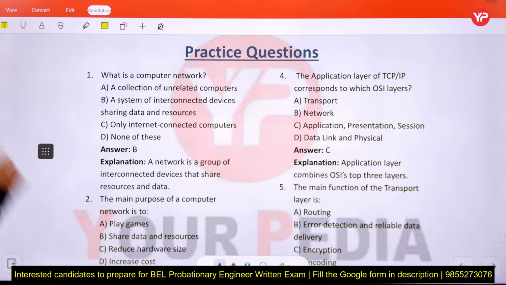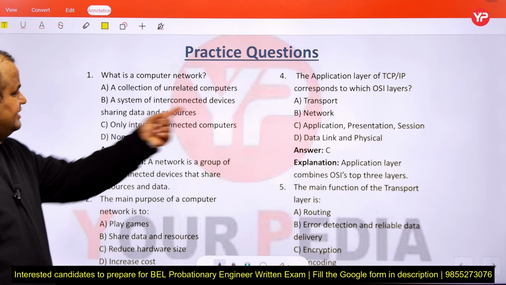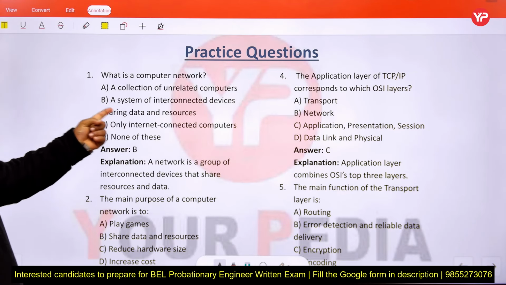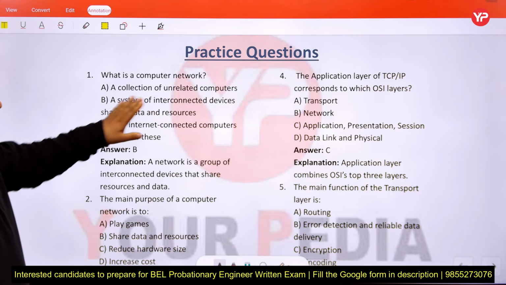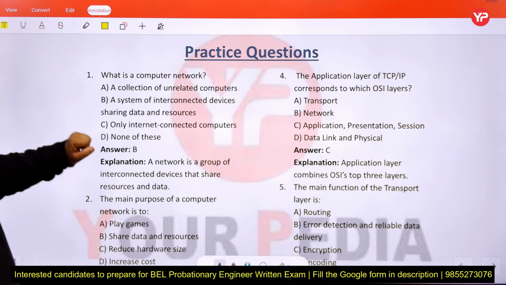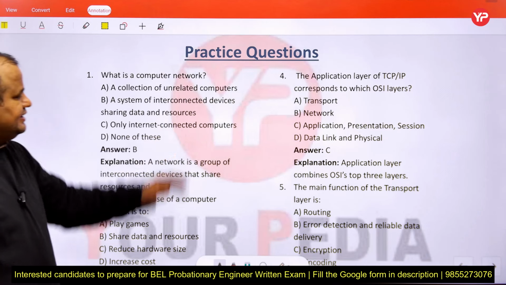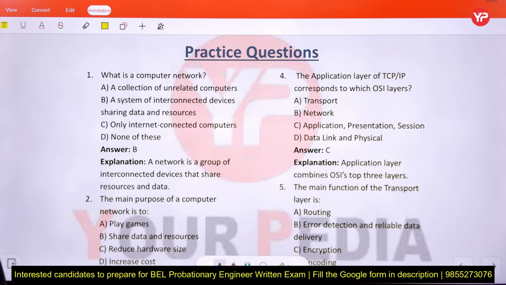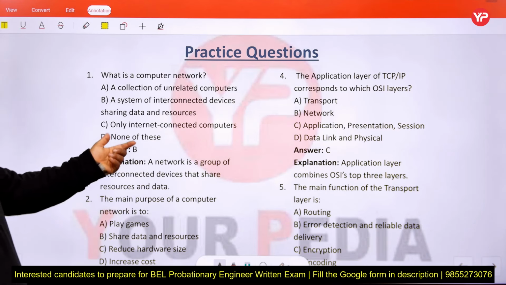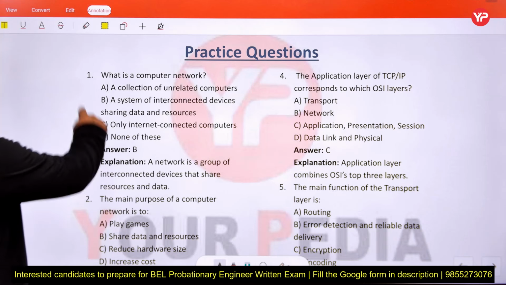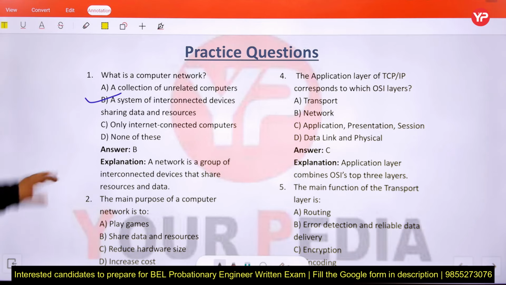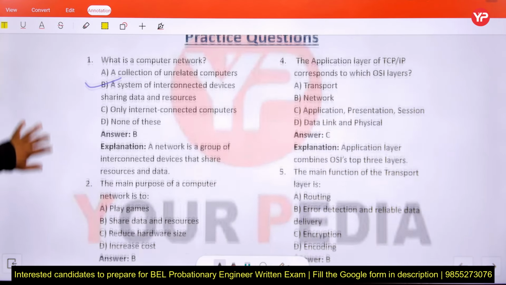What is computer network? A collection of unrelated computers? No. A system of interconnected devices sharing data and resources? Yes. Only internet connected computers? No. This is not the restriction for communication or computer network. None of these. So the right answer is B. The answer is already provided.